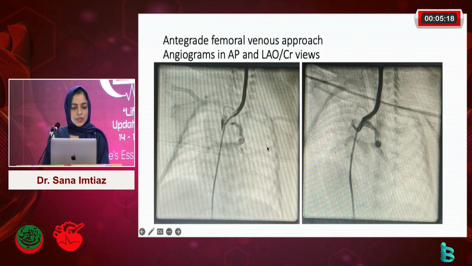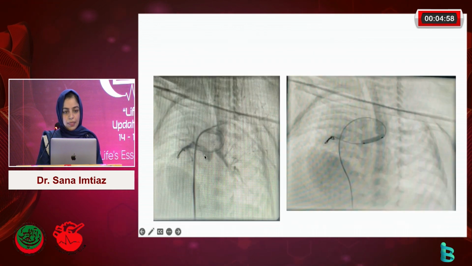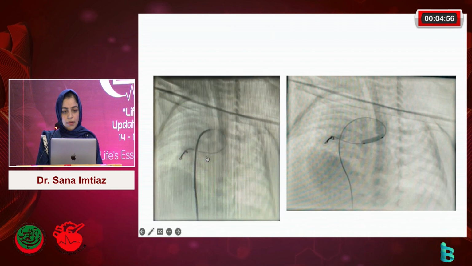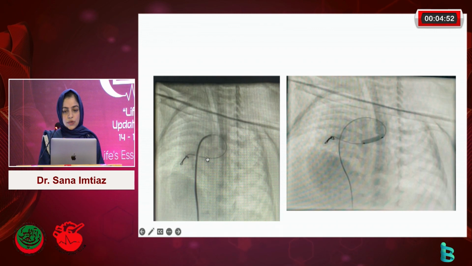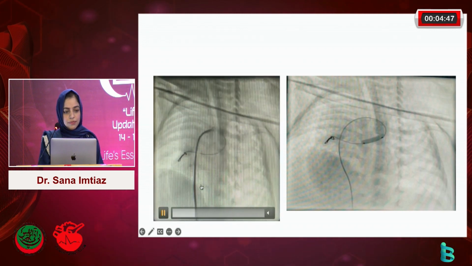These are static images. We planned to go for an antegrade femoral venous approach, and these angiograms were done in AP and axial cranial views. This is the long duct arising from the base of the left subclavian artery and supplying both pulmonary arteries. Angiograms show the PDA origin. The wire was crossed and parked in the right pulmonary artery.